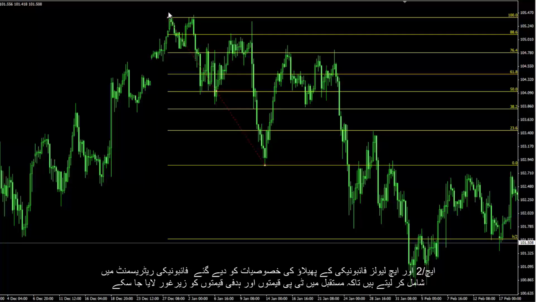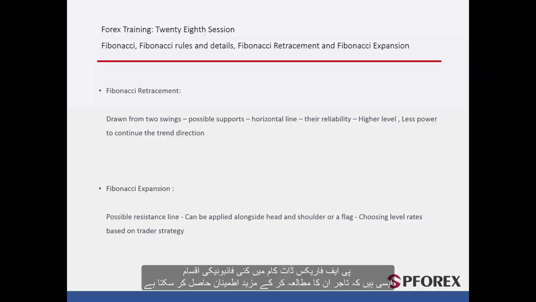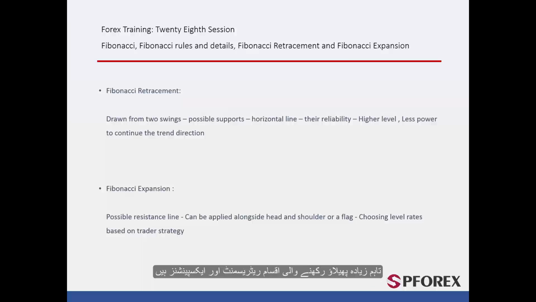There are several Fibonacci types on PFOREX.com. Traders can study them for further convenience. Yet the most widespread types are retracement and expansions.